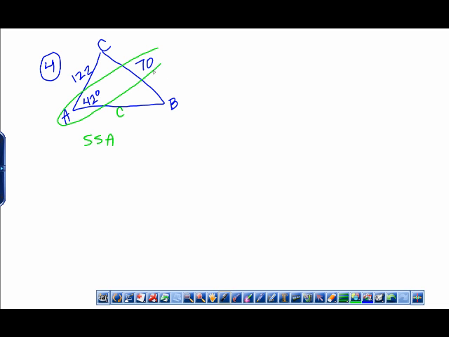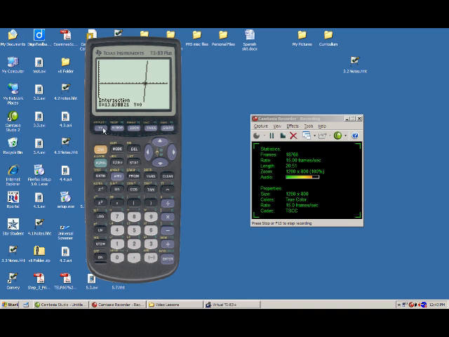Again, law of cosines. To find this missing side, I don't want to use law of sines. So then I have 70 squared is equal to 122 squared plus c squared minus 2 times 122 times c times cosine of 42 degrees. And again, if you just subtract 70 squared and set that equal to 0, it'll make it much easier to find c.